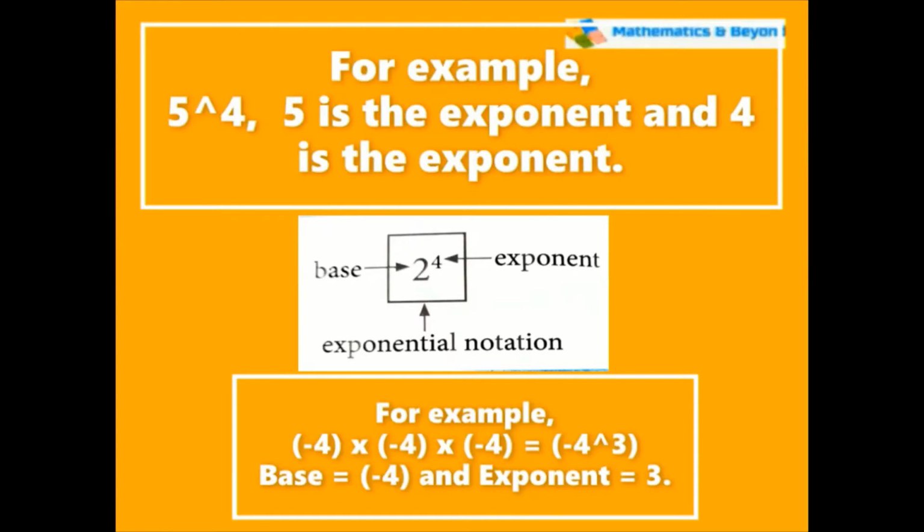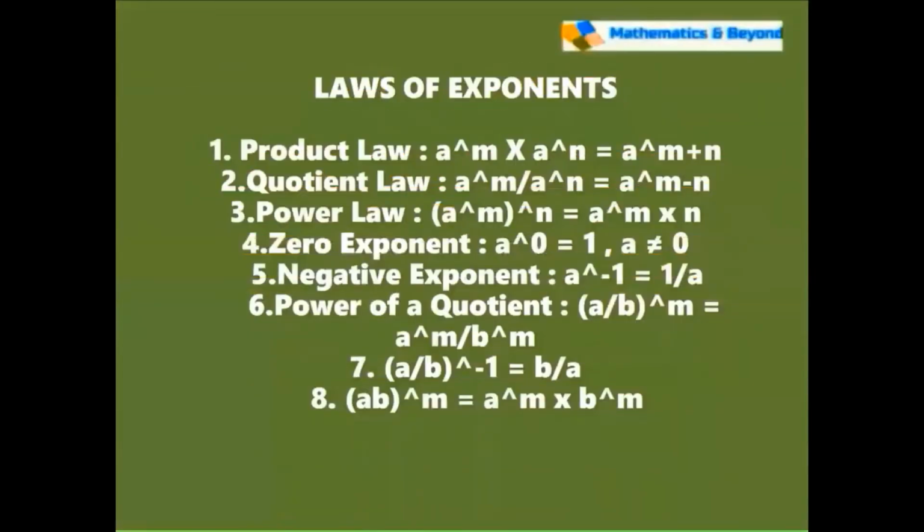Now let's move further with the laws of exponents. If a and b are real numbers and m and n are integers, then the following rules or laws apply. The first law is the product law. When the bases of two numbers are the same and we multiply them, their powers are added. So a raised to the power m into a raised to the power n is equal to a raised to the power m plus n.